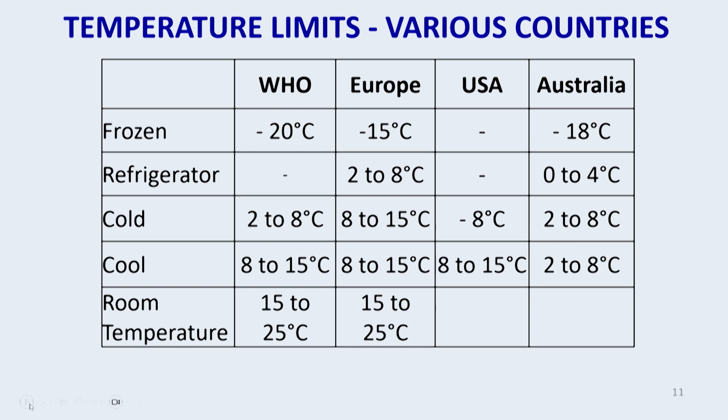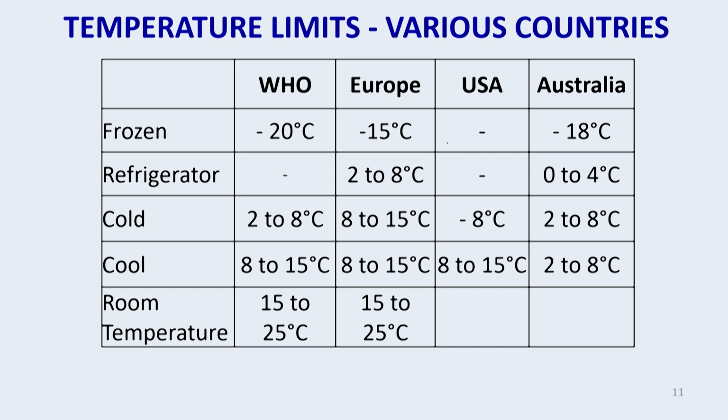In the first column, the various conditions like frozen, refrigerator or cold, cool, room temperature, etc. The values are the standard values set by WHO, World Health Organization, Europe. What is the trend that is followed in Europe, USA and Australia? If you take the frozen one, the recommended one as per WHO is minus 20. In Europe, the temperature for frozen is around minus 15. Australia, it is close to minus 20, that is minus 18 to be more specific.